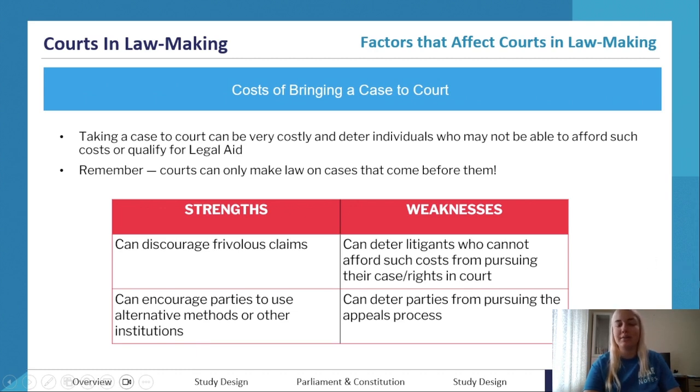By using alternative methods. Now, the weaknesses. Litigants, so people who want to pursue their case or rights in court, may not be able to afford costs, even though they have standing and they're affected directly by a matter and their rights have been actually breached. They still might not be able to afford it. It can also deter parties from pursuing the appeals process because appeals are even more expensive, and we know that people do not have an automatic right to appeal. It might get rejected unless they have really sufficient grounds for an appeal. But you still have to pay for just trying to lodge that application.